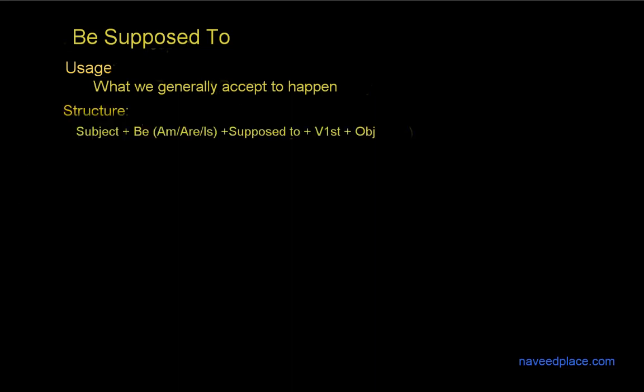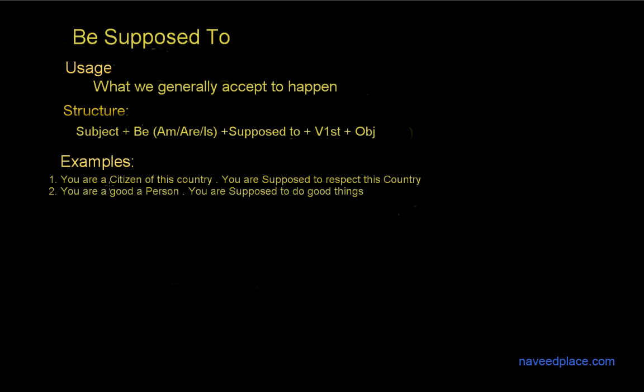Now it's time to see the structure. So the structure is here: subject plus be (is, am, are) plus supposed to plus first form verb plus object. Now see the examples of "be supposed to". So the example is: you are a citizen of this country, you are supposed to respect this country.